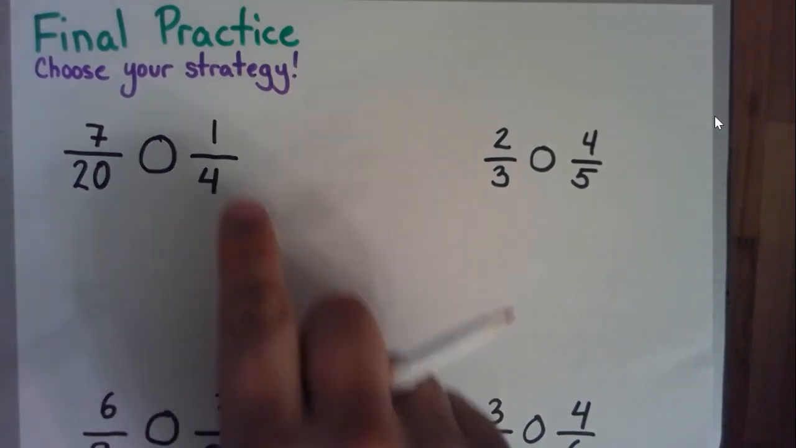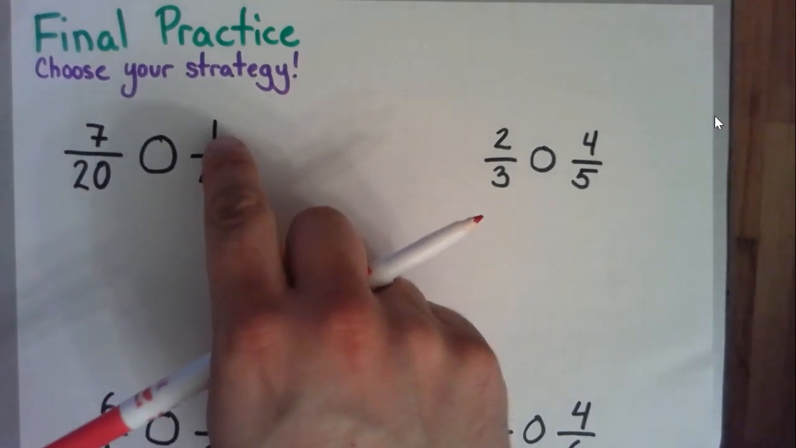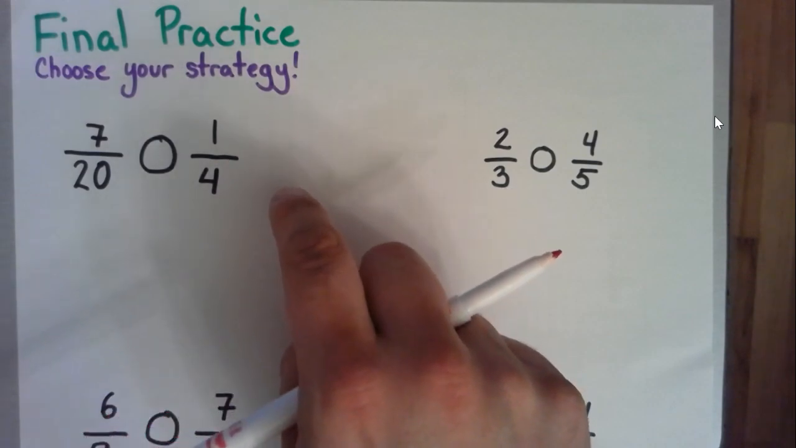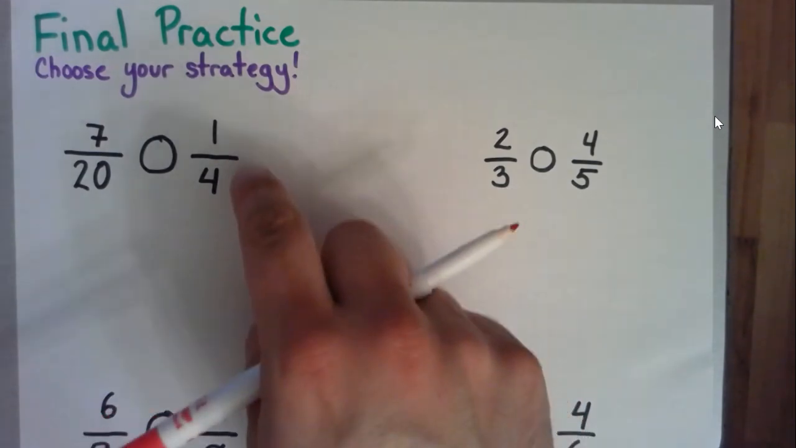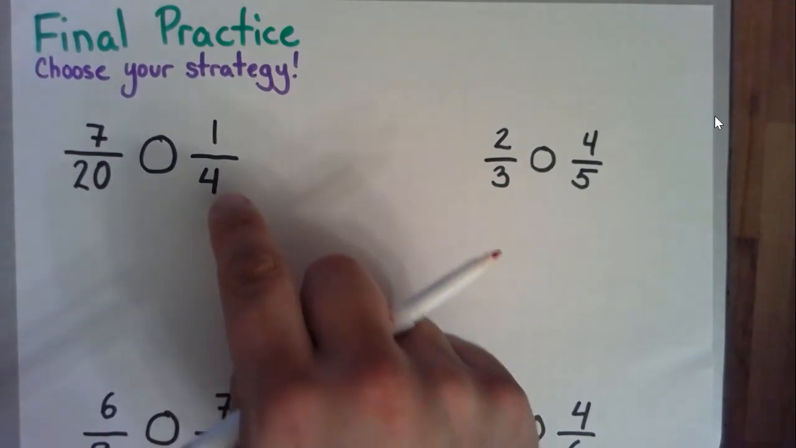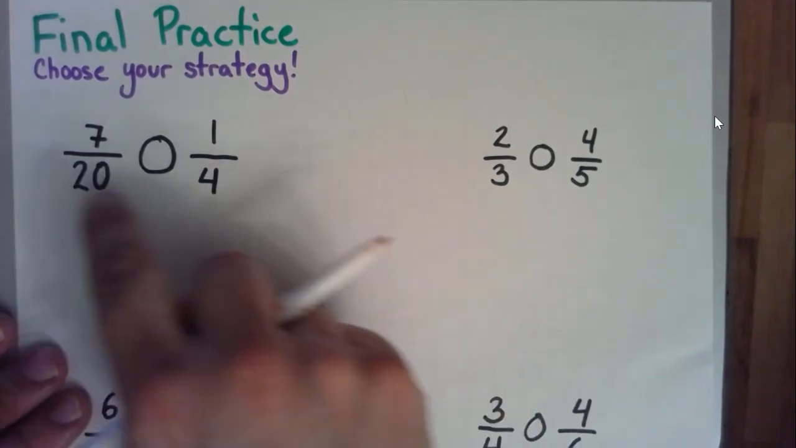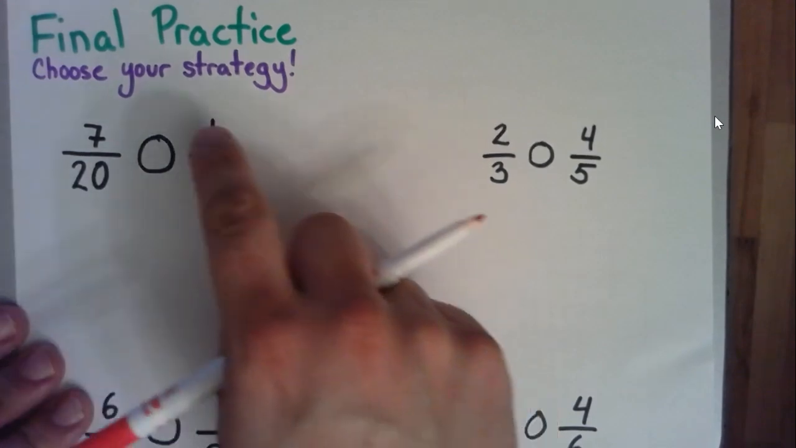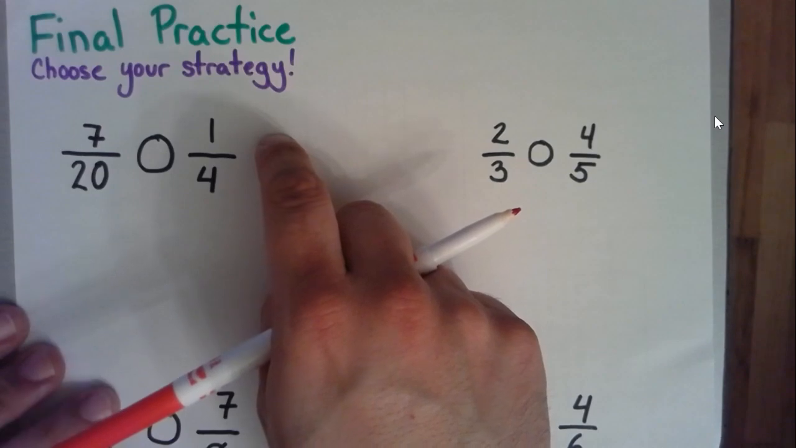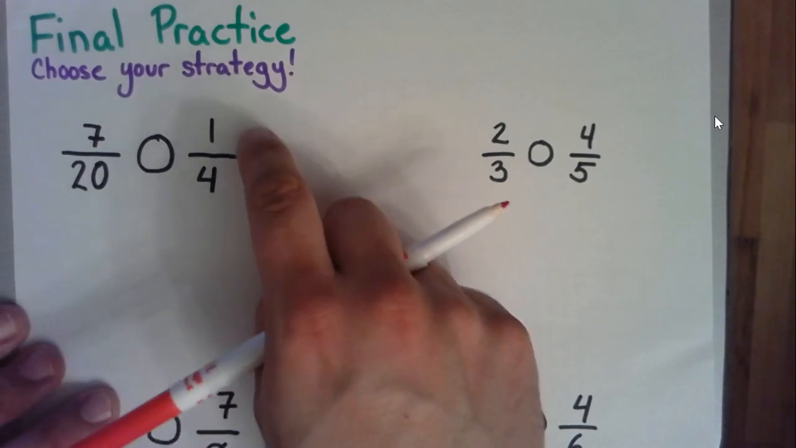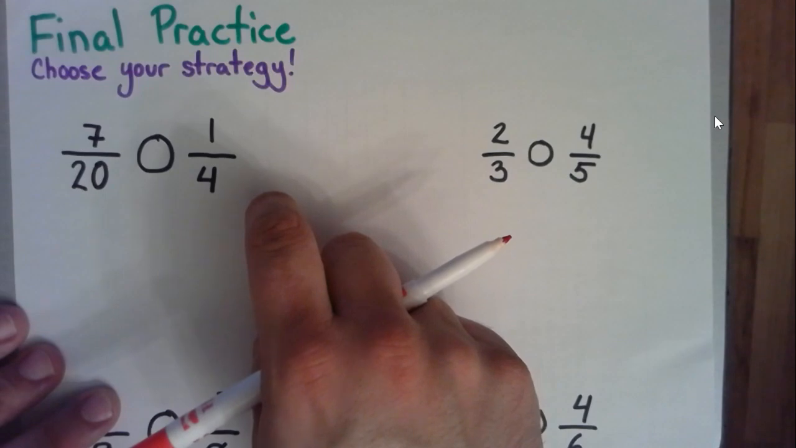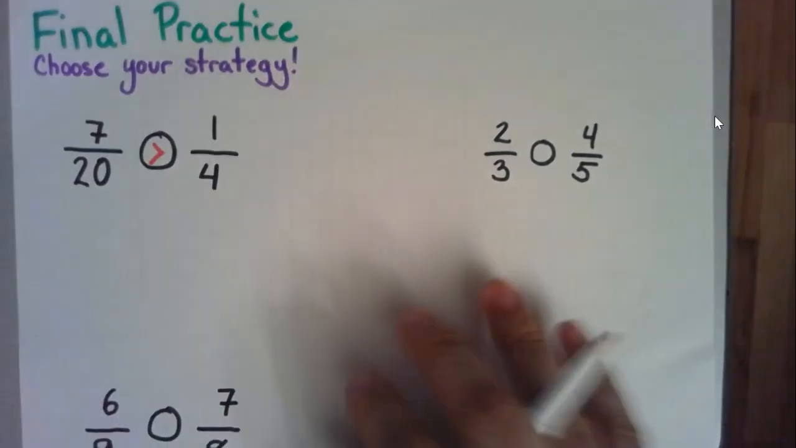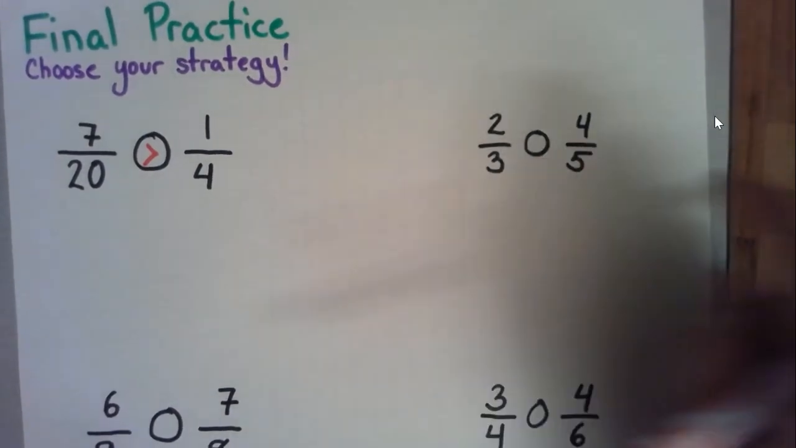So this is an interesting one because I could have turned this into multiplying by 7. I could have turned this into, what would this be? 7/28 and compared 7/28 to 7/20. Or I could have turned this into the common denominator of 20 and done 4 times 5 equals 20, 1 times 5 equals 5. I could have turned this into 5/20. So whether you did 7/28 or 5/20, either way, it's going to tell you that 7/20 is greater than 1/4. Let's go into this next one.